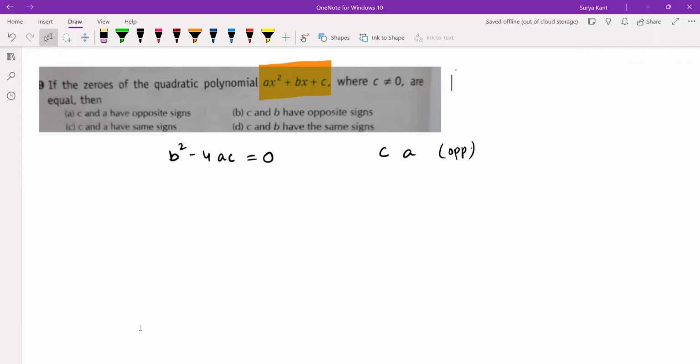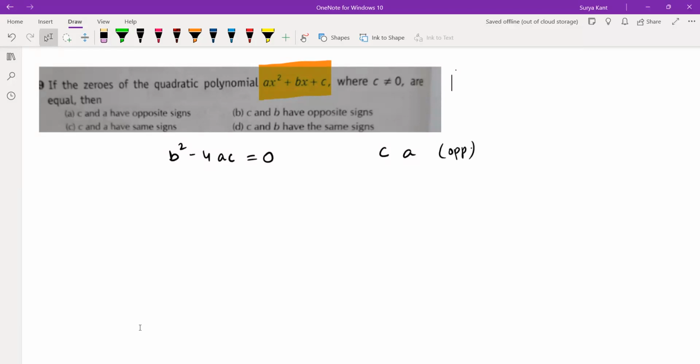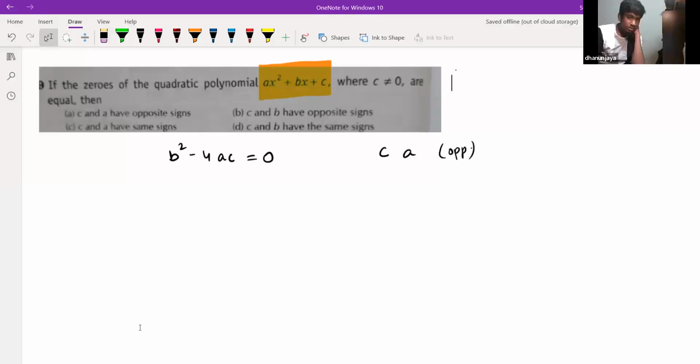So if the zeros of the quadratic polynomial are equal, then they are saying C and A have... Can anyone tell me what to do? Sir, maybe C and D have opposite signs. Opposite signs. Okay, sign.